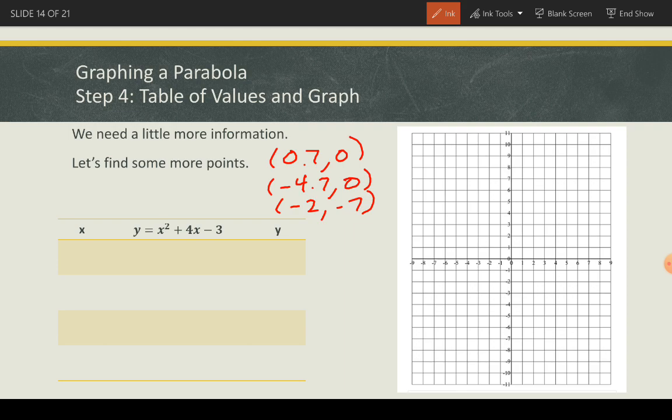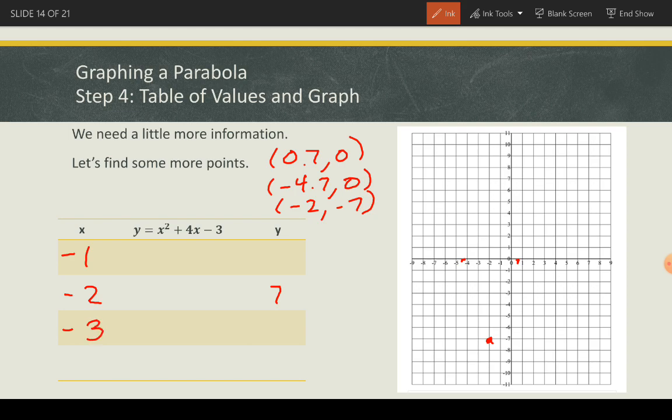So let's put all three of these points on our graph first. So negative 2, negative 7 is our vertex down here at the bottom. 0.7, 0 is an approximate. I'll put that about right here. And then negative 4.7, 0 is going to be somewhere between 4 and 5. Okay. All right. Let's add more points to our graph. So I'm going to always put our vertex point in the middle, and that's our basis for our table. And I want to choose a value that comes before negative 2, which is negative 1, and then after negative 2, which is negative 3.